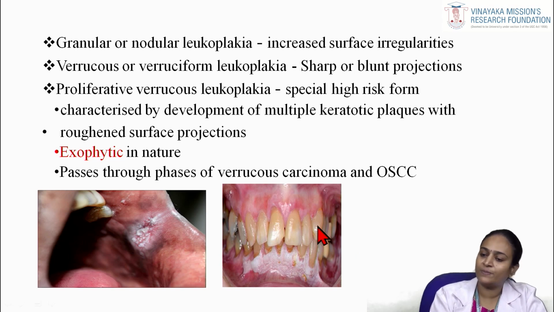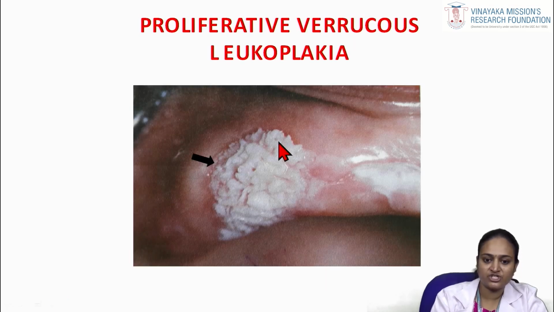Proliferative verrucous leukoplakia is a special high-risk form, characterized by the development of multiple keratotic plaques with a roughened surface of projections. It can be exophytic in nature and passes through the phases of verrucous carcinoma to oral squamous cell carcinoma. Here I will be showing the picture. Here is the best example of proliferative verrucous leukoplakia.